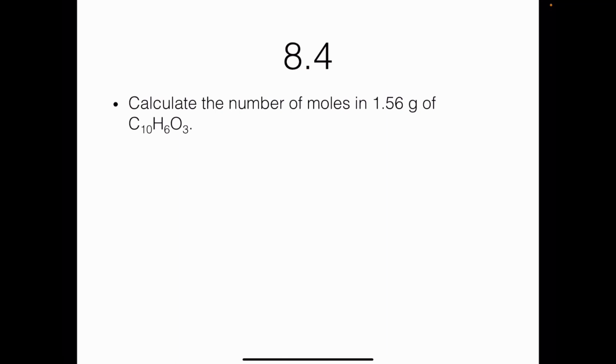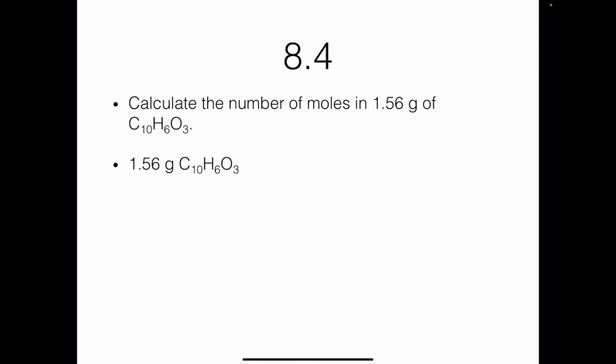Calculate the number of moles in 1.56 grams of C10H6O3. So this problem is a little bit different. I'm asking you to do multiple steps here. I'm asking you to calculate the number of moles in 1.56 grams. Are we going to end up using Avogadro's number in this problem? No, because I am not asking you to calculate the number of atoms or the number of molecules. I'm asking you to calculate the number of moles, which represents that whole group.